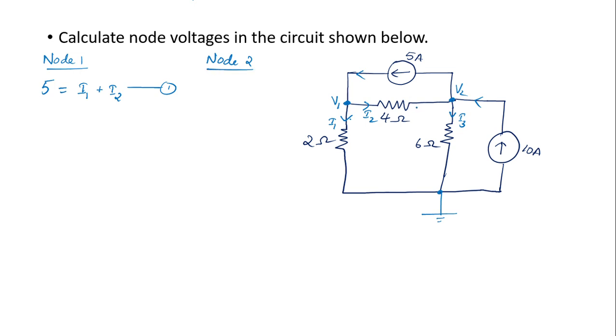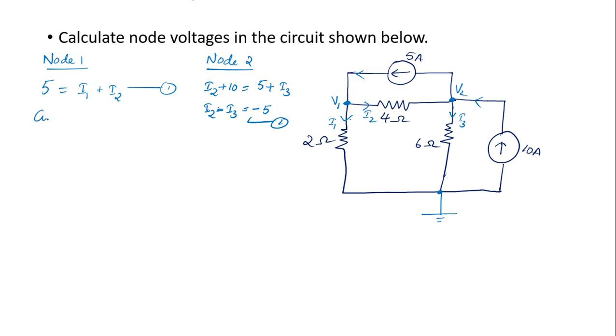The currents that are entering, you can see over here I2 is entering as well as the 10 ampere is also entering. So I can write I2 plus 10 is equal to the sum of outgoing currents. You can see here 5 is outgoing and I3 is also outgoing. So 5 plus I3. And I'm just going to rearrange this. So I will get I2 minus I3 is equal to minus 5. So this will be my second equation.